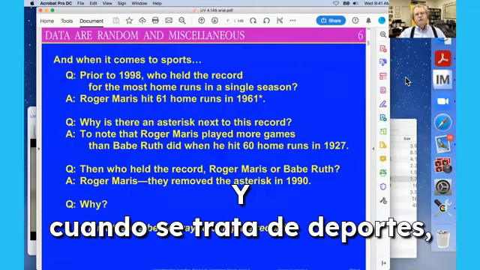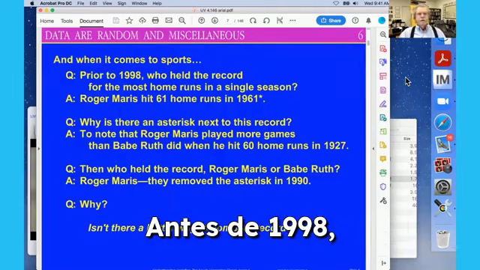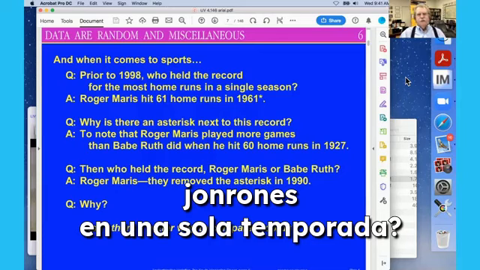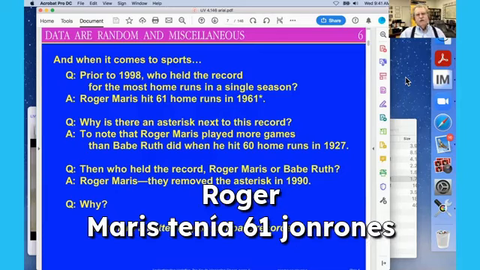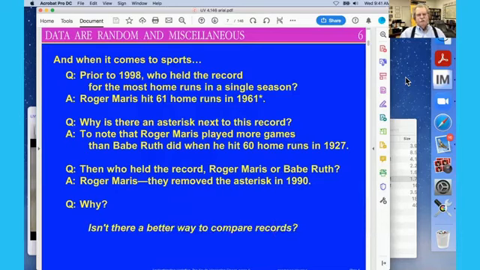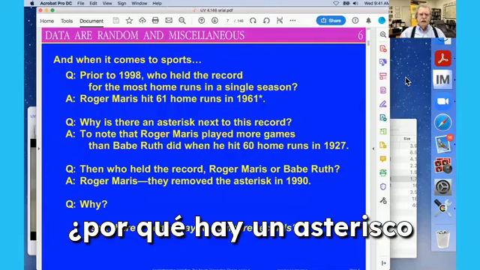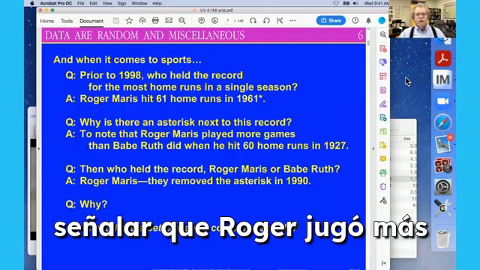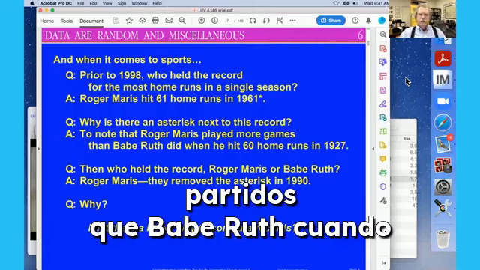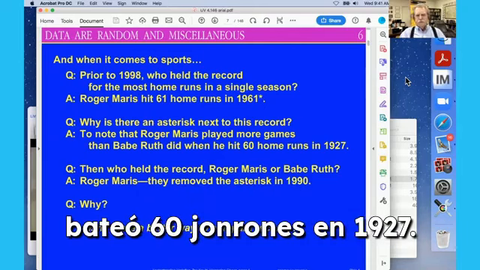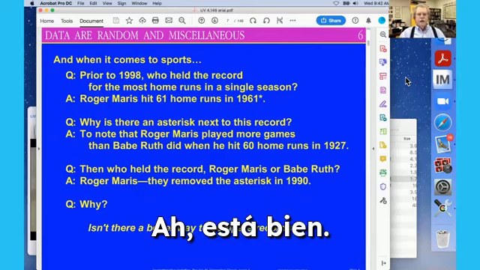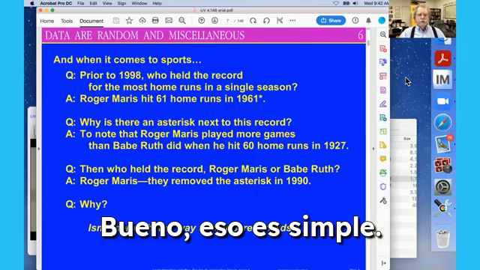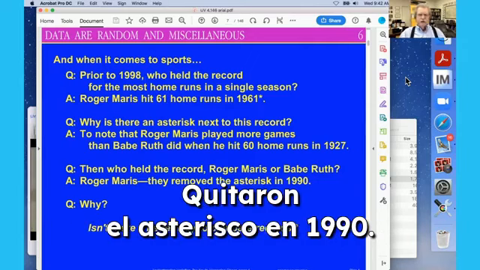And when it comes to sports, how do we treat our data? Prior to 1998, who had the record for the most home runs in a single season? Well, Roger Maris had 61 home runs in 1961. Well, why is there an asterisk next to that record? Well, the asterisk is there to note that Roger played more games than Babe Ruth did when he hit 60 home runs in 1927. Oh, okay. Then who held the record, Roger or Babe? Well, that's simple. Roger did. They removed the asterisk in 1990.